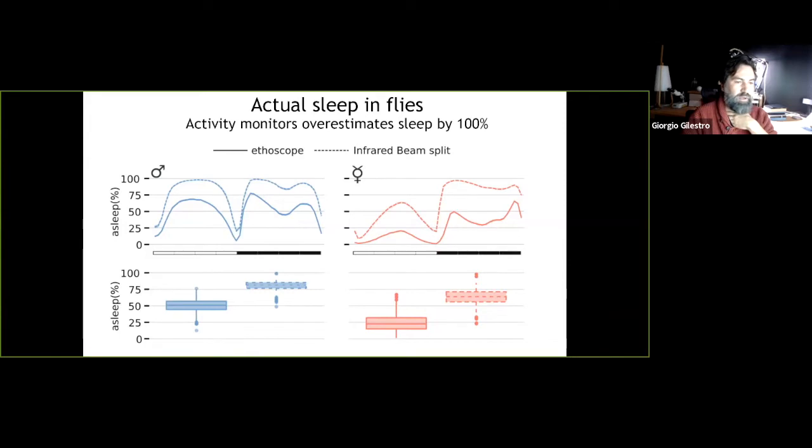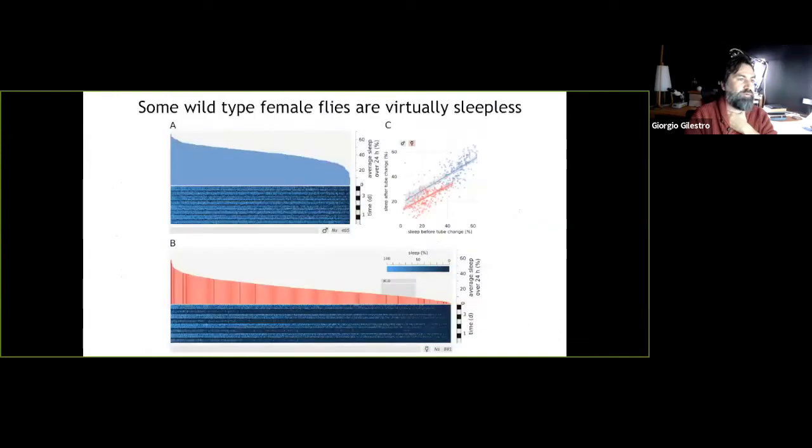So you can basically easily overestimate your sleep amount by 2 or almost 3 times if you don't use the proper tool. So having the confidence that now we're looking at sleep with a greater resolution and with a system that we can trust more, we then embarked on an analysis of sleep in wild-type laboratory flies, so Canton-S flies, in large numbers.